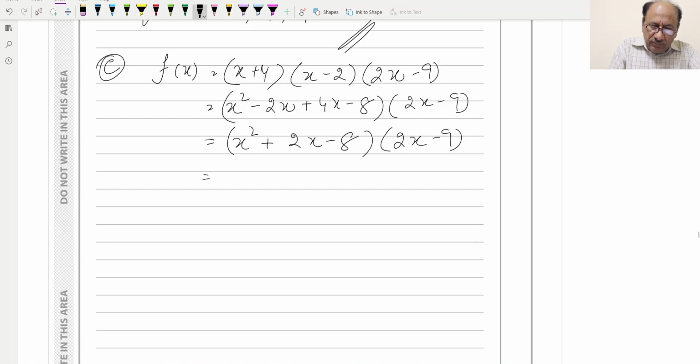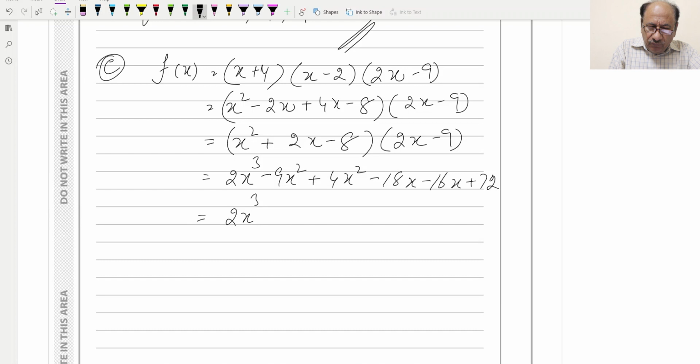So x squared multiplied by 2x will be 2x cubed. Then x squared multiplied by minus 9 will be minus 9x squared. Then 2x with 2x will be plus 4x squared. Then plus 2x with minus 9 will be minus 18x. And now minus 8 with 2x will be minus 16x, and minus 8 with minus 9 will be plus 72. Now we can add the like terms.